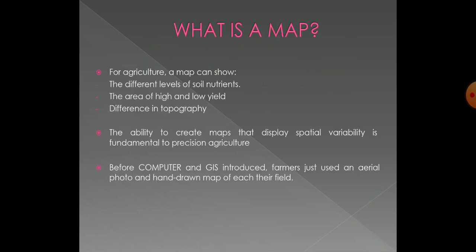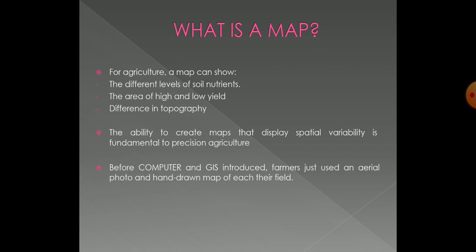So today we are going to continue with chapter 4, basic map principle in agriculture. So what is a map? By definition, a map is a diagrammatic representation of an area of a land or sea, showing physical features, for example, cities, road, buildings, trees. But in agriculture, a map can show more than that.